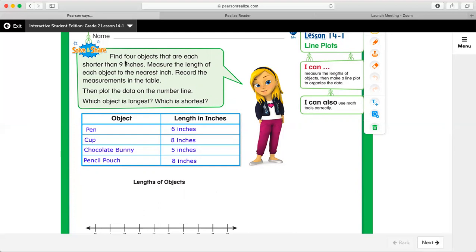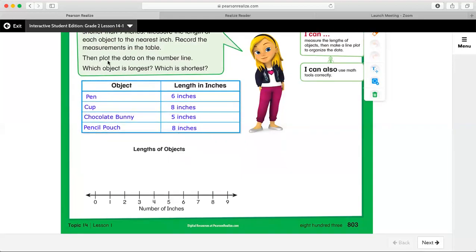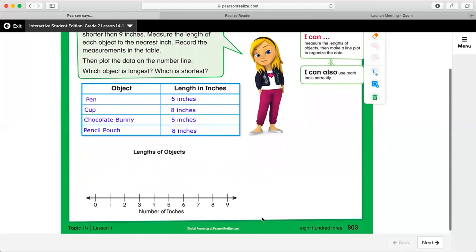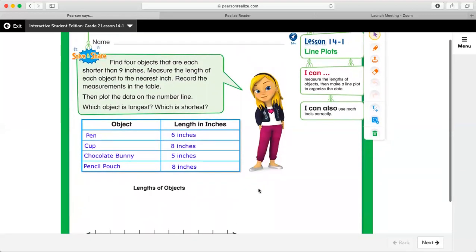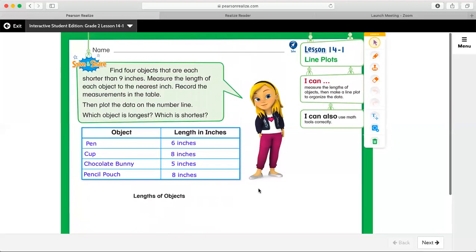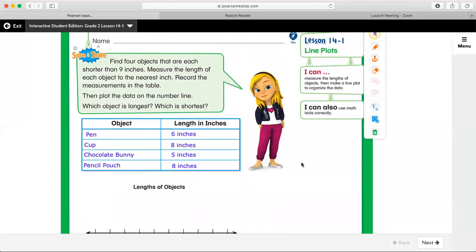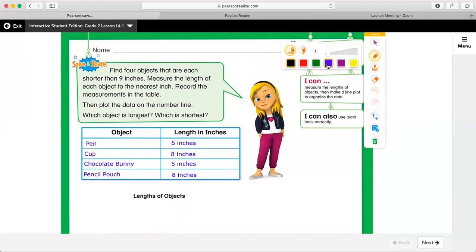So I found my 4 objects, I measured their length, and I recorded their measurement in the table. Recorded in this scenario means to just write them down. So I did that here. So now what we're going to do is plot the data on the number line. So I told you that on a line plot, we use a number line and draw little dots. So we're going to do that here today. So mine are not going to be perfect. It's going to be easier for you because you'll have paper and pencil.